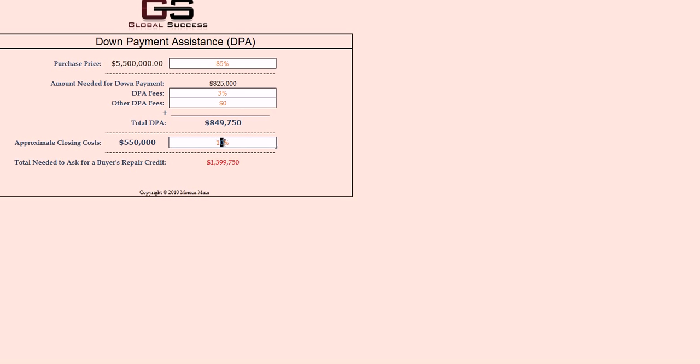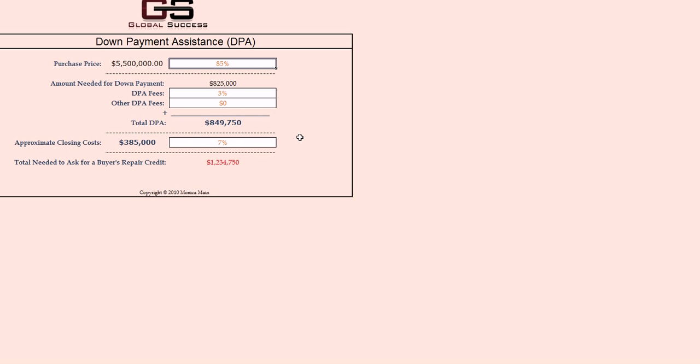And then you could lower your closing costs to about 7%, and this is what you need to ask for on your buyer's repair credit, 1.234. Okay, so that's what you're going to be asking for as far as a buyer's repair credit, and you probably want to do that on your initial offer because, again, the seller absolutely has to have this in equity in order to be able to make this work.